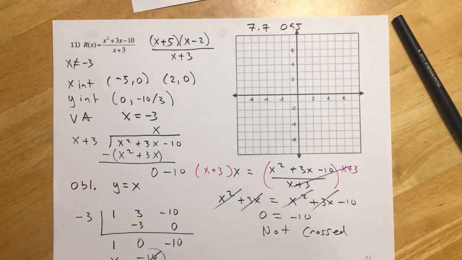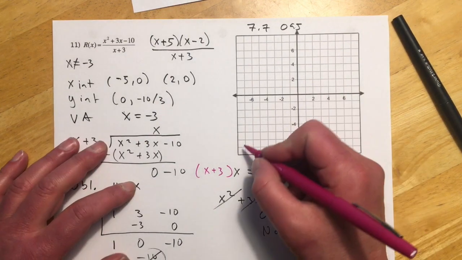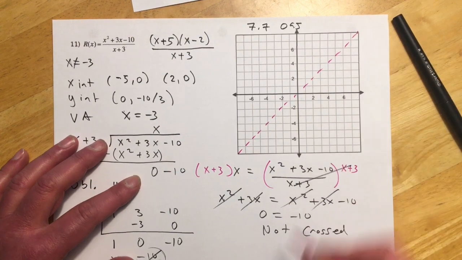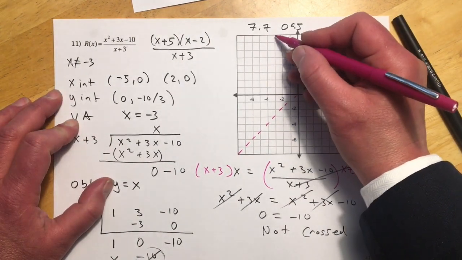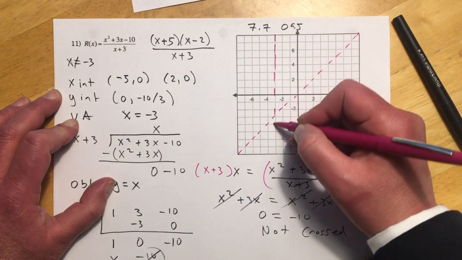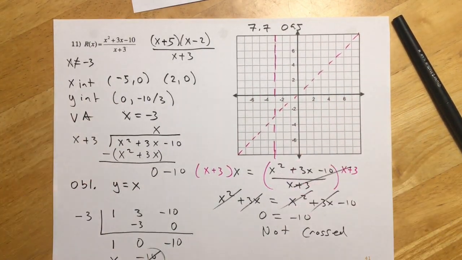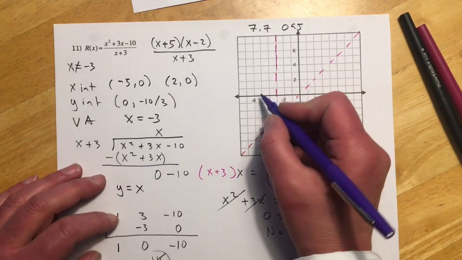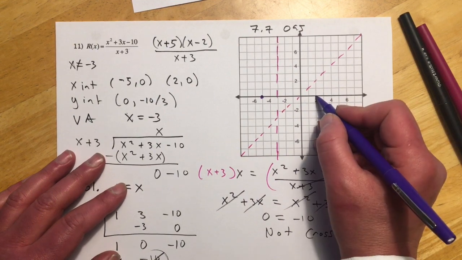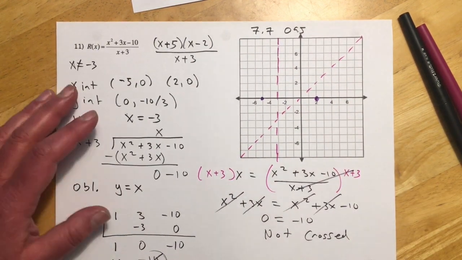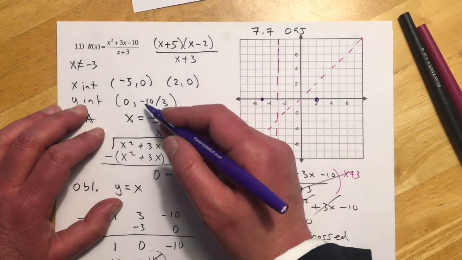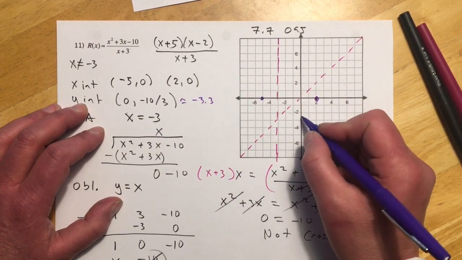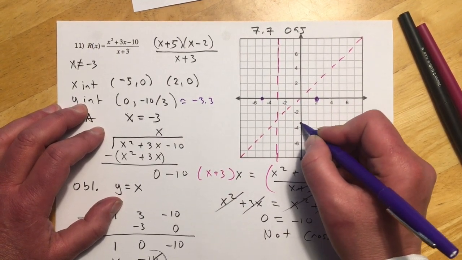So we got the line y equals x as our oblique asymptote. That's going to just kind of cut diagonally right here. And we have a vertical asymptote at -3. And we have x-intercepts at -5, that's right there, and at 2, that's right there. And we have a y-intercept at -10/3, which I said is approximately -3.3 for graphing. So there's 3 and about 1/3 right there.